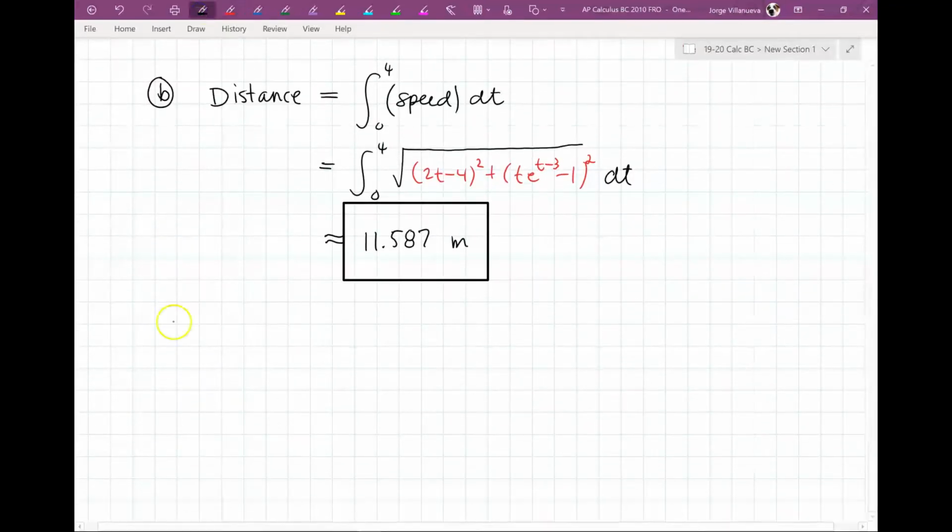Now, part C. Part C says find the time t from 0 to 4 when the line tangent to the path of the particle is horizontal. Then they ask us, is the direction of the motion of the particle towards the left or towards the right?